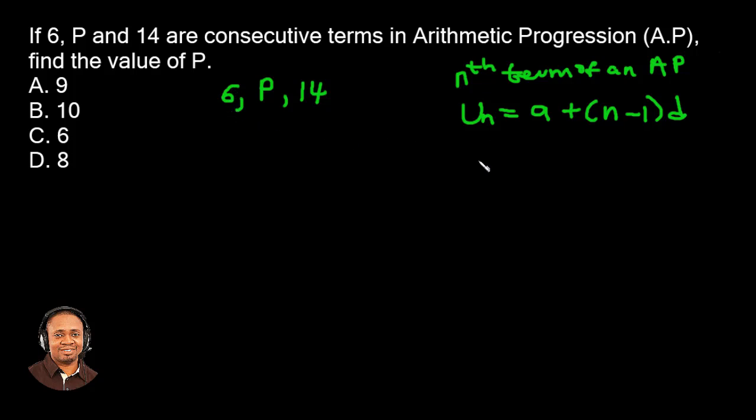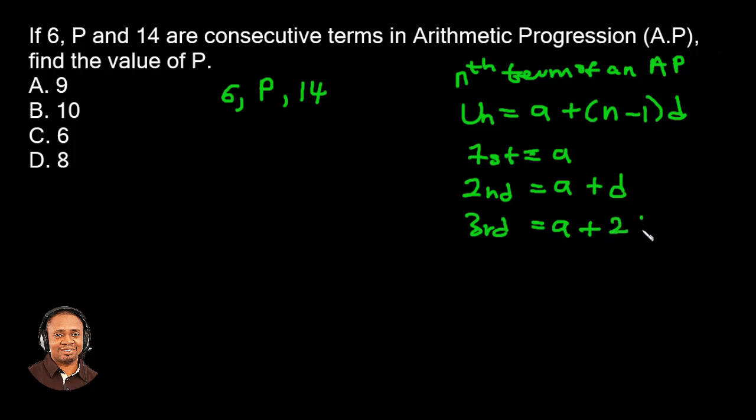So for instance, for the first term, it will be a, then n will be 1 minus 1, which gives us 0. 0 times d, so we see that the first term is just a. What about the second term? We write a, then 2 minus 1, that's 1 times d, which gives us d. Then the third term, if you remember, what does that one give? If you apply it, we get a plus 2d.